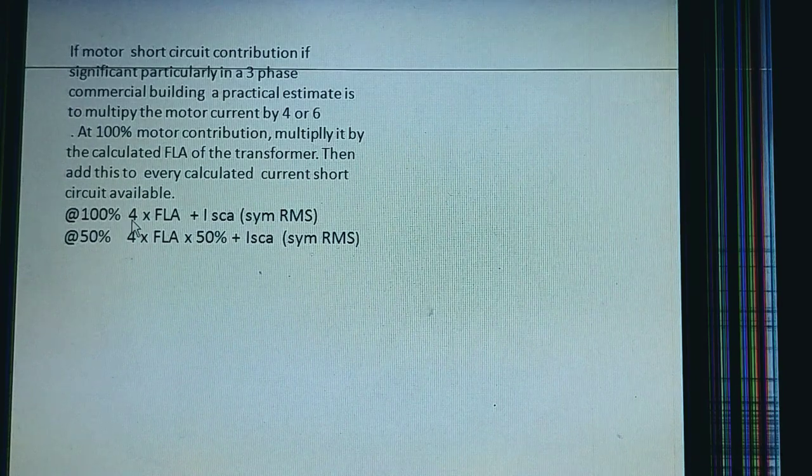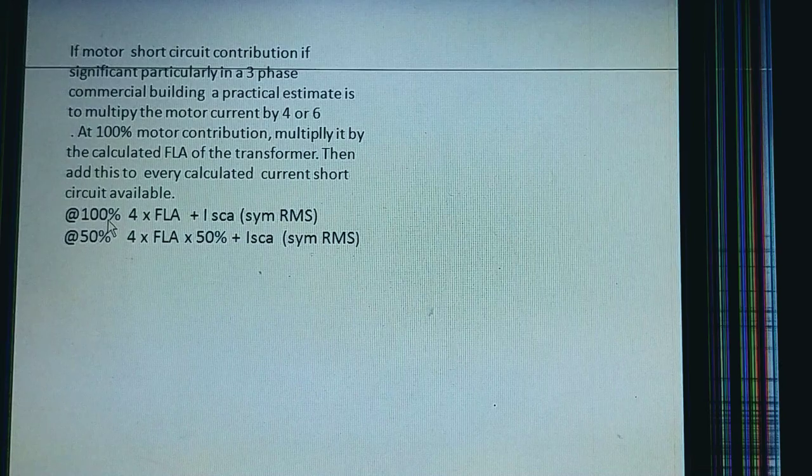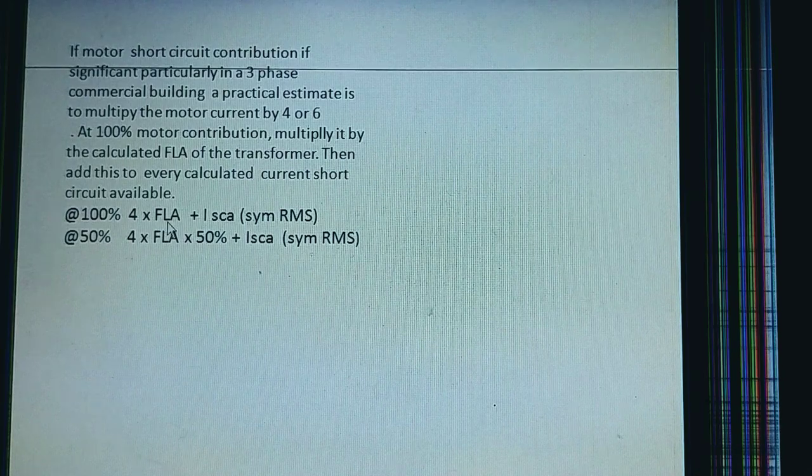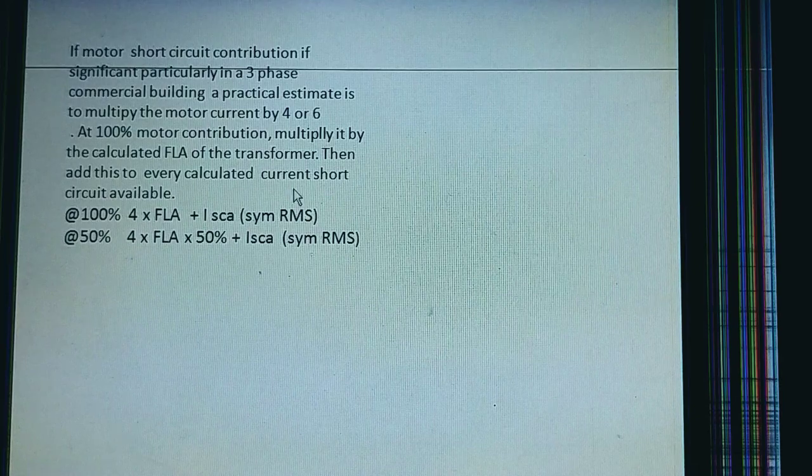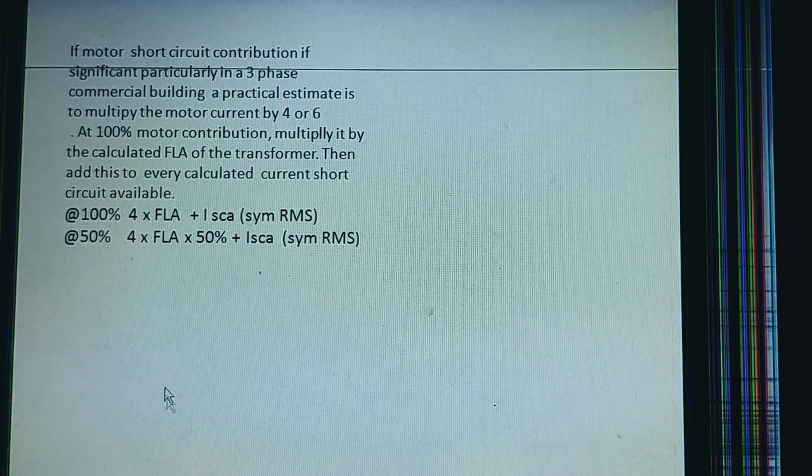Okay, if we have 100% motor contribution, we have to do this calculation: 4 times the FLA of the transformer, the FLC, and you have to add this to the short circuit available in the 3-phase system RMS that we have calculated. You have to add everything here. So this is going to be in every short circuit available downstream.